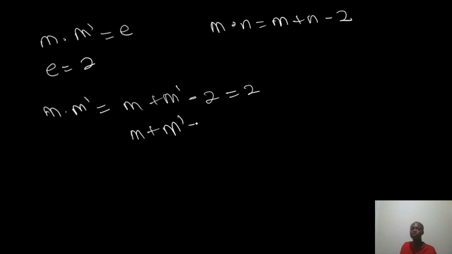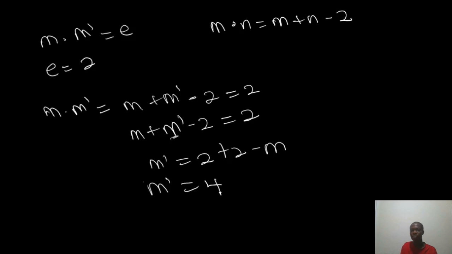Our main aim is to find m inverse. So we are going to get m inverse to be equal to 2, now this 2 comes here to become plus 2, then m will come here and become minus m. So our m inverse is going to be 4 minus m. m can be any real number, so we are just finding the general inverse of any real number. So we are getting our inverse to be 4 minus m.